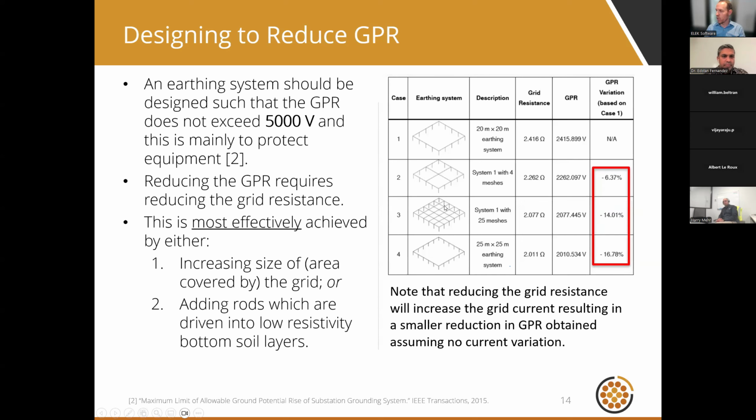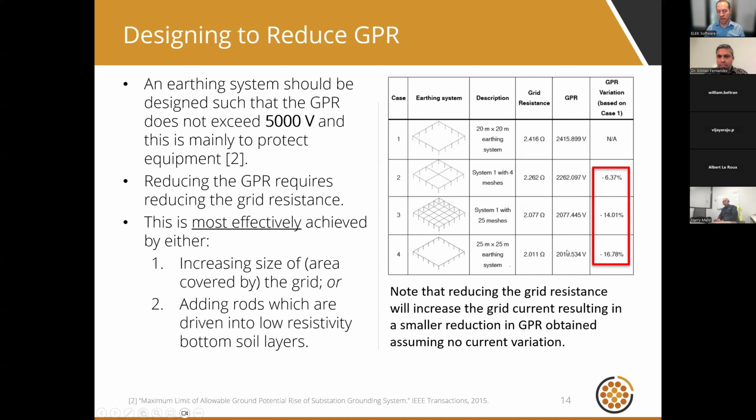By adding lots more conductors, we've reduced the GPR by only 14%. I think that's the point of this slide, that it's really quite a bit of effort or extra cost to reduce GPR by not so much.